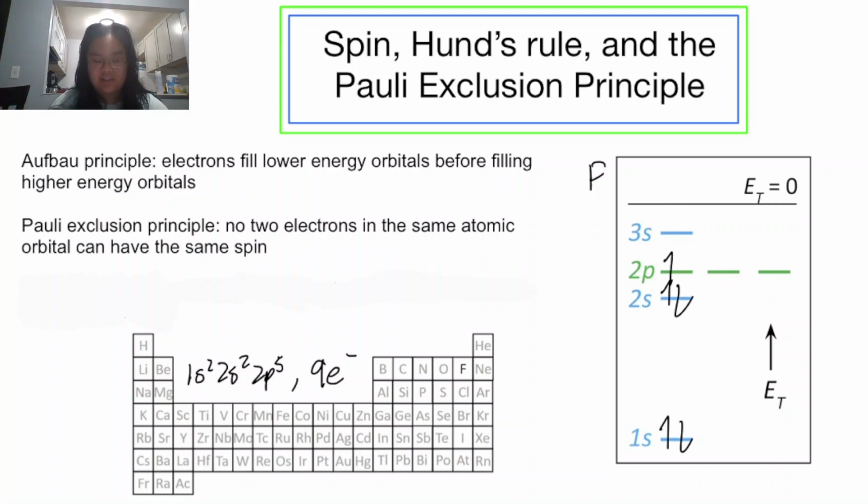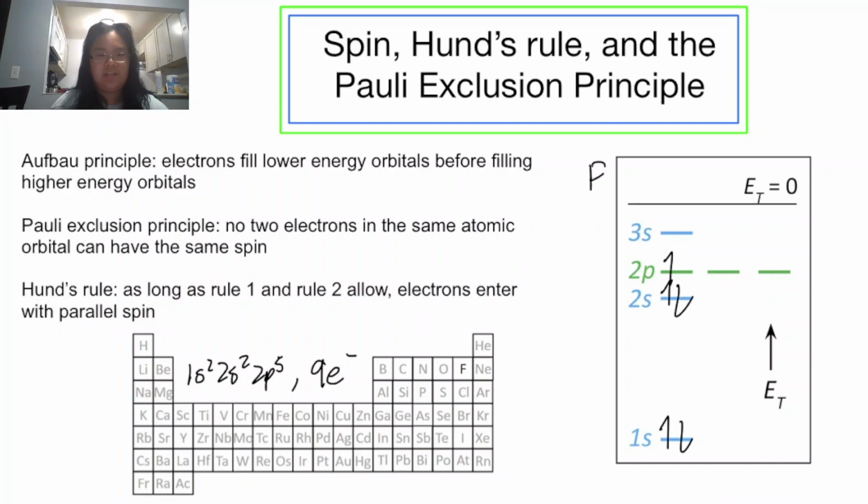Now let's enter our sixth electron, and now we have a question. Does the sixth electron enter as a down arrow, or does it enter somewhere else, like here? To figure this out, we need to introduce our third and final rule, Hund's rule, which says that as long as rules 1 and 2 allow, electrons enter with parallel spin.